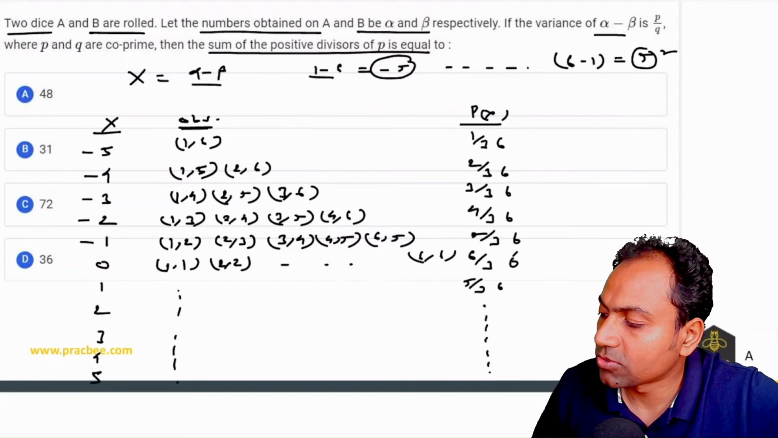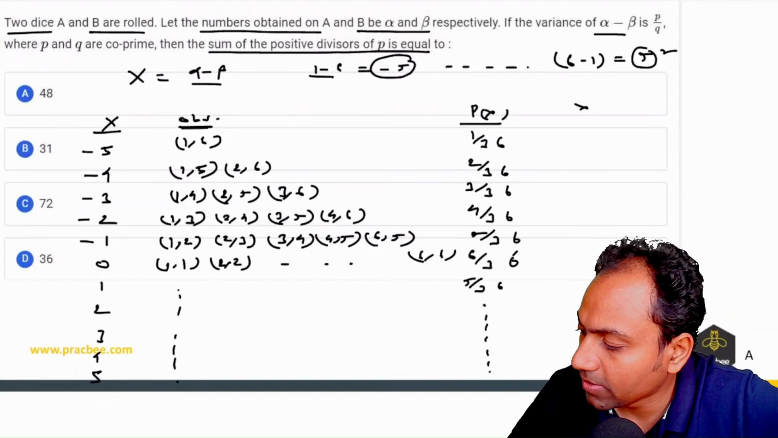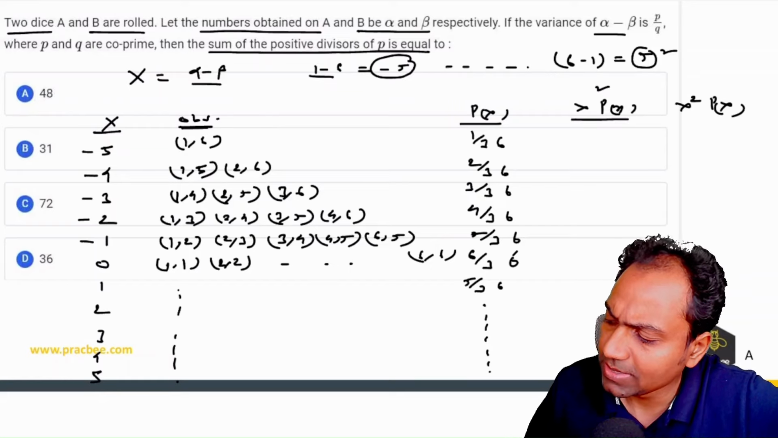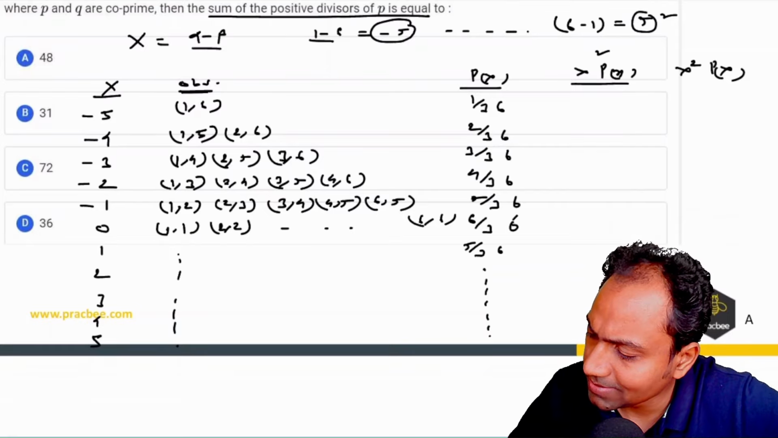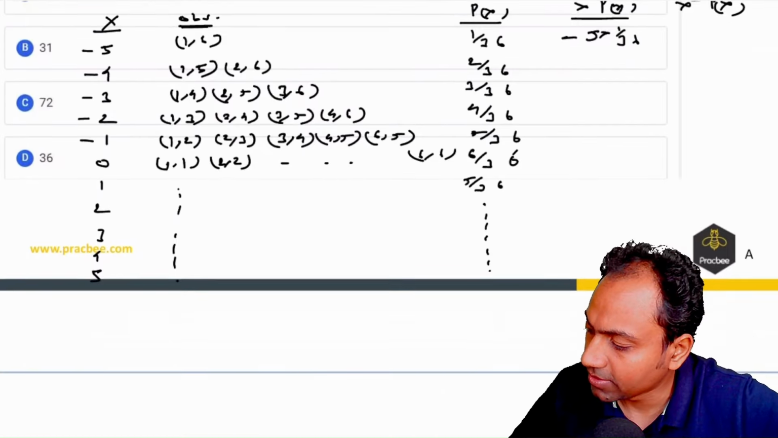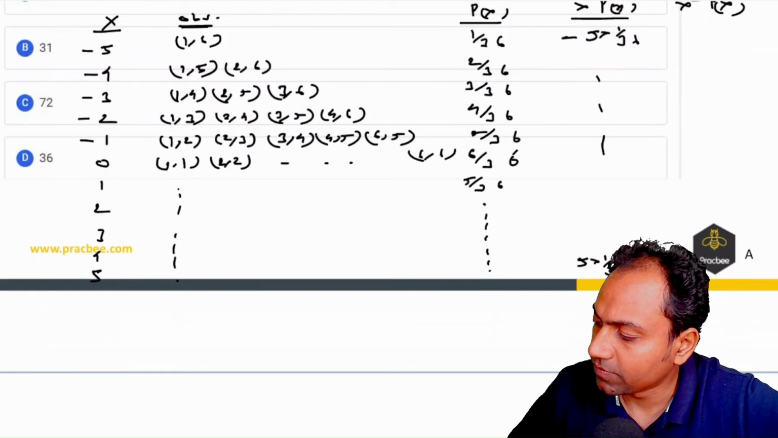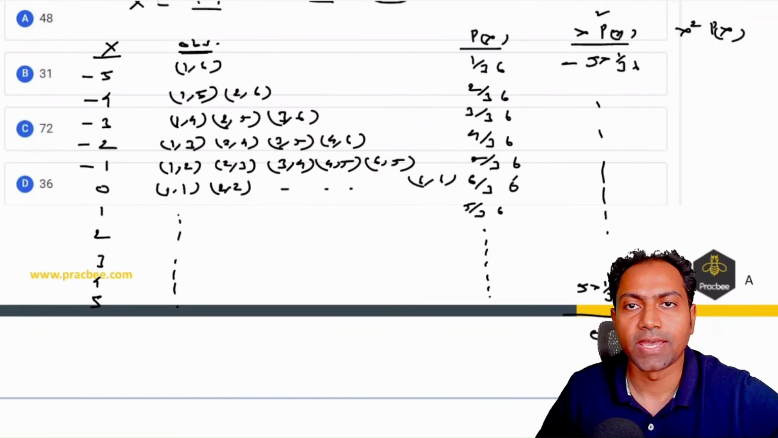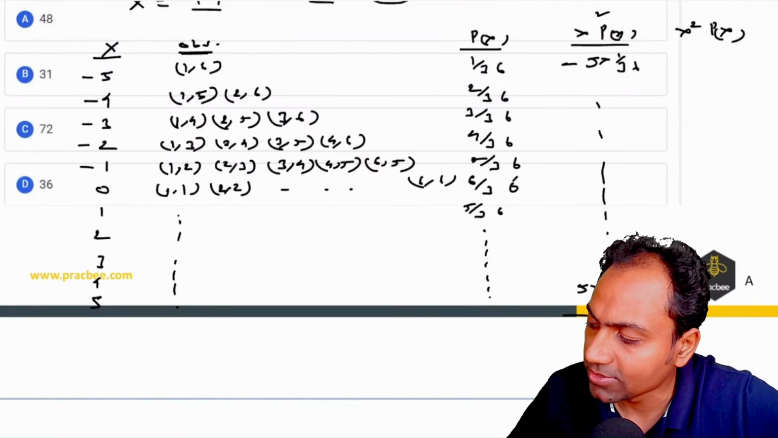Now what they want us to find is the variance. For that, two values will be required: x into P(x) and x square into P(x). Now this first value is irrelevant. Why? Because when I write this, from the first part I will get minus 5 into 1 by 36, but at the same time, at the bottom here, what we are also getting is 5 into 1 by 36. So when you add all of these values, this will come out to be 0. So we do not need to worry about x into P(x). All we need to worry about is x square into P(x).